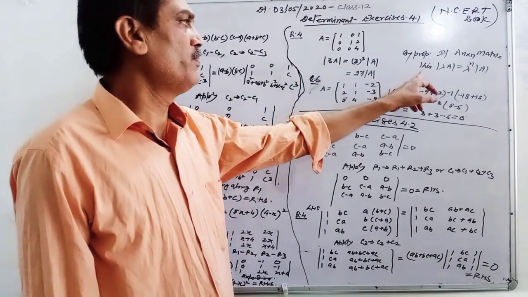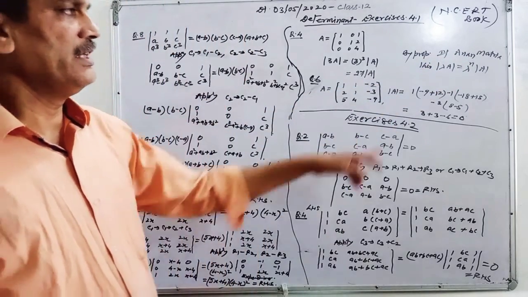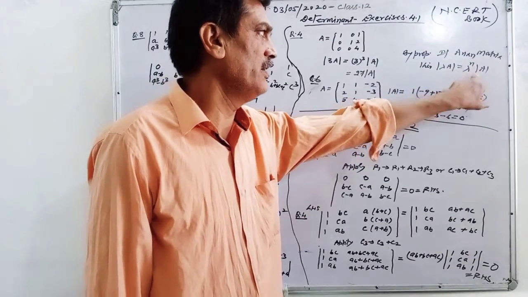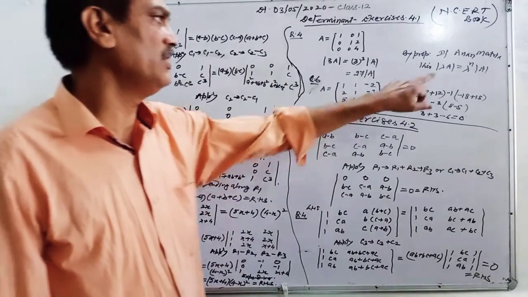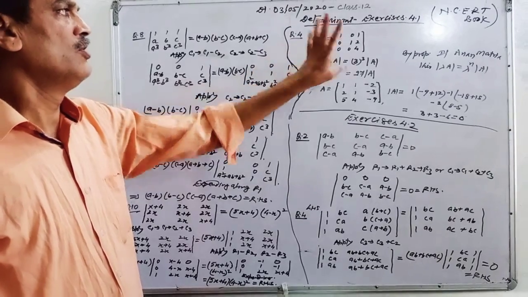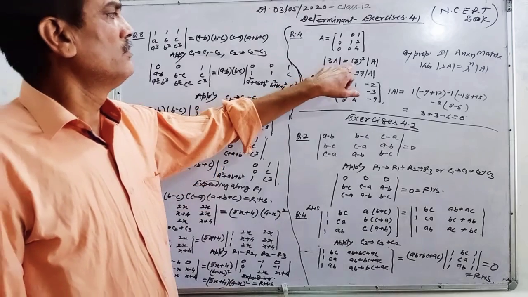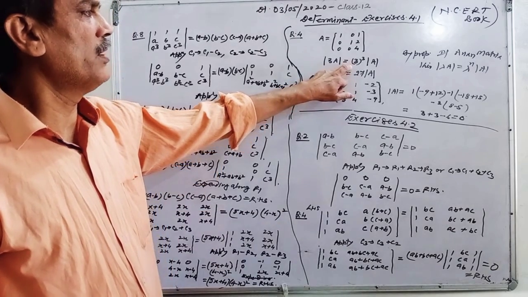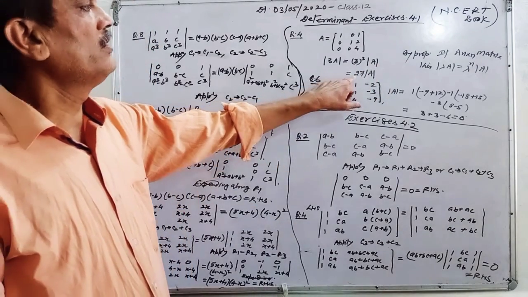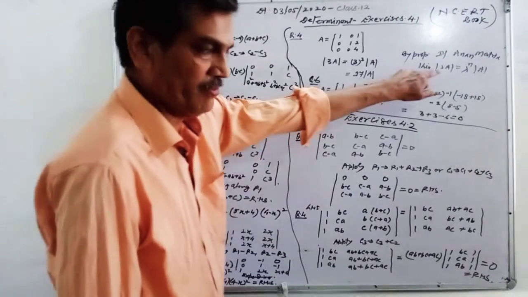Using its property: if A is an n by n order matrix, then the determinant of lambda A is equal to lambda raised to the power n into the determinant of A. Using this property here, this is a 3 by 3 order matrix. When you take 3 common from each row, the result is 3 raised to the power 3 into the determinant of A. That is 27 times the determinant of A by this property.